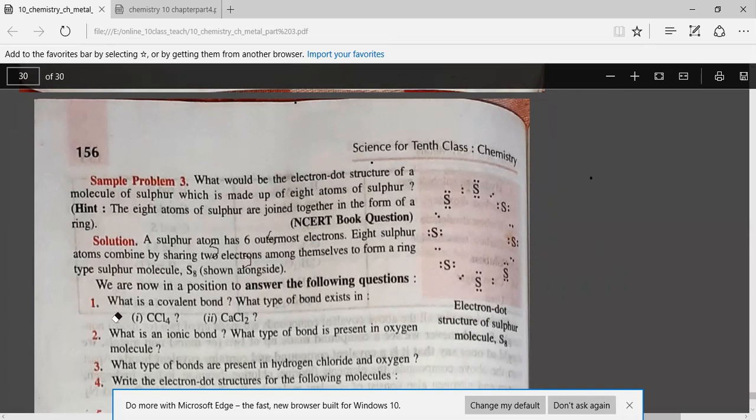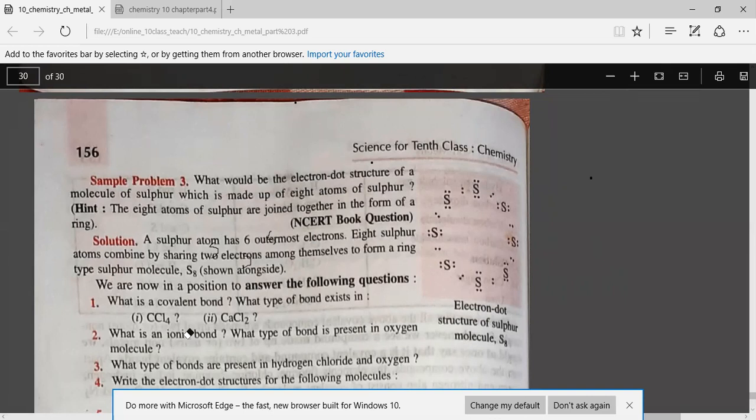So the first question is, what is a covalent bond? We have answered this question. Now, what type of bond is in this compound, CCl4? Carbon and chlorine are both non-metals. A non-metal can only accept electrons; they do not donate electrons. So they will form only the covalent bond.